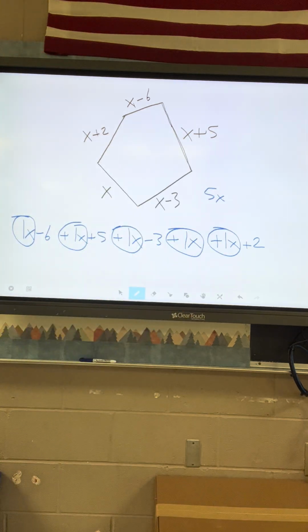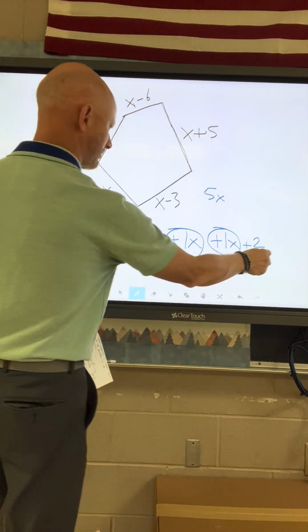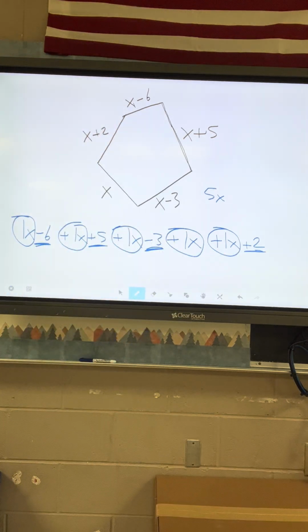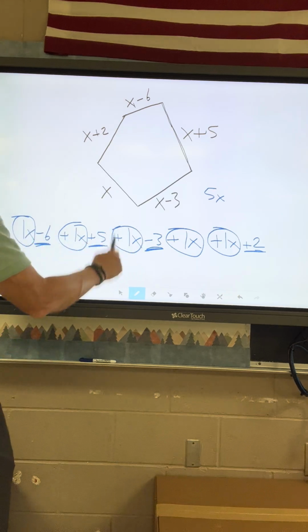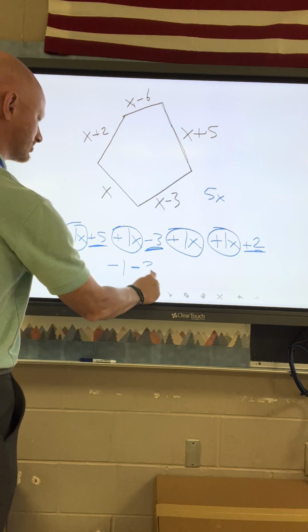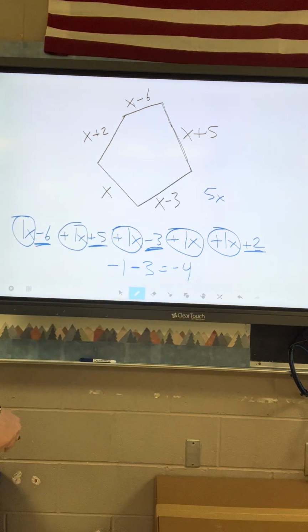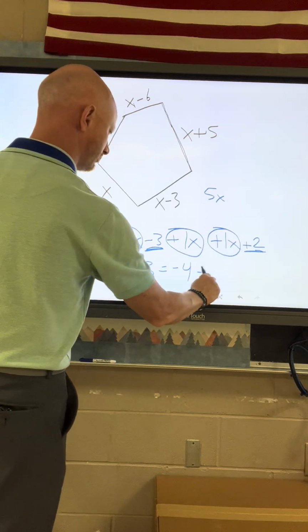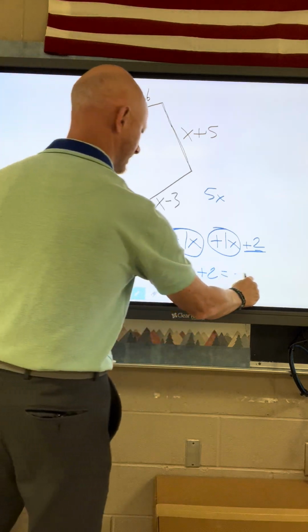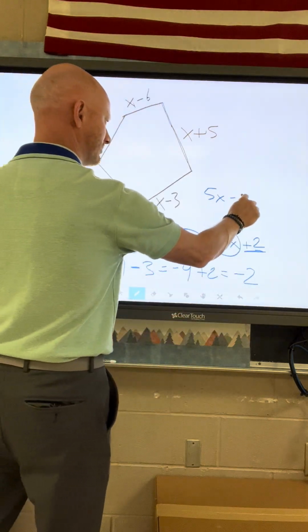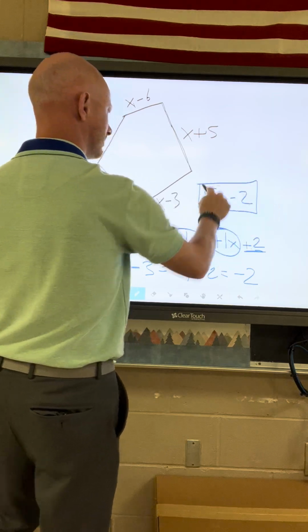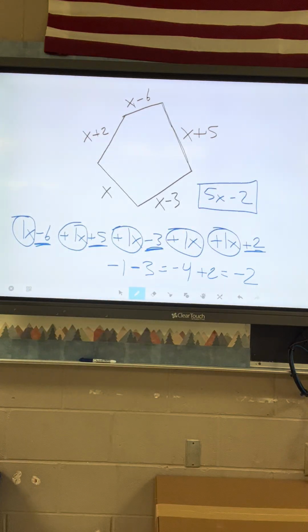Now let's add up all of our constants. We have a negative 6, a positive 5, a negative 3, and a positive 2. So start from your left. Negative 6 plus 5 gives me negative 1. Negative 1 minus 3 gives me negative 4. And then negative 4 plus 2 gives me negative 2. I'm just going to add that to my answer, negative 2. So 5x minus 2. Okay, all right, next.